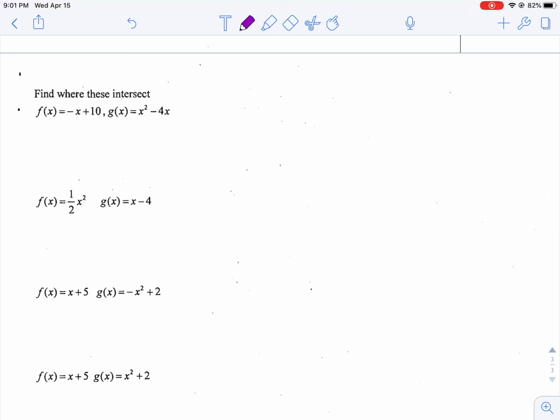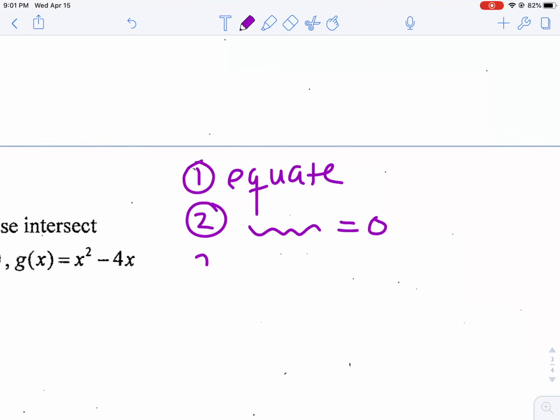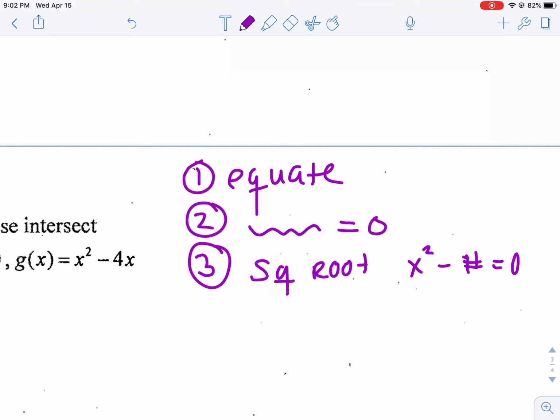Okay, so these 4 examples right here are what you're going to do on your own by finding out where they intersect. There are graphing features here, but I'm looking for you to do it in an algebraic manner. So your options are, after you set equal to each other, so the first step would be to equate them. Okay, make them equal. The second step would make all this stuff equal 0. And then now you have choices. You can do the square root method, which was like example number 2. And that only works when you have like x squared minus a number equals 0. You can't have any other terms.